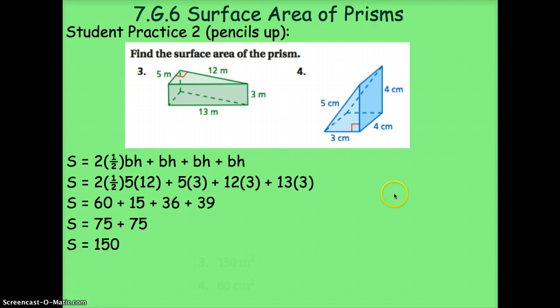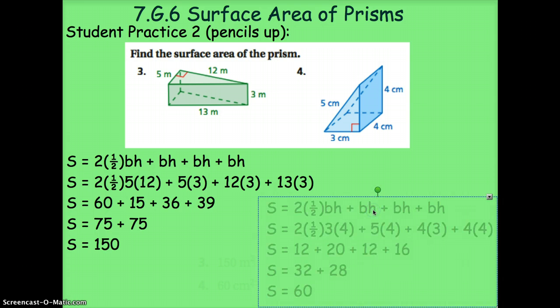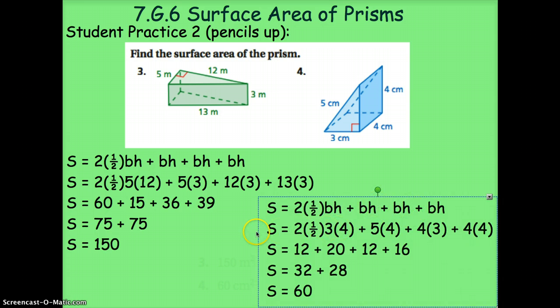Taking a look at the other one, I have also done my work here. Notice it's the same setup. I have to remember to multiply 2 times 1/2 base times height. This is where it's tricky, because you have that 1/2 for a triangle. So whenever you see that triangle, you need to have that 1/2 in here. Then you can cancel it out once you've plugged your numbers in.